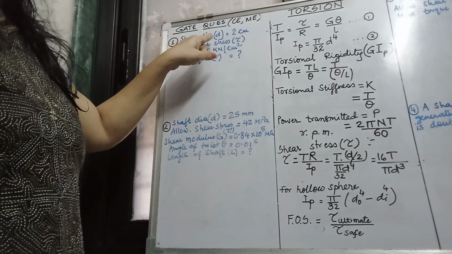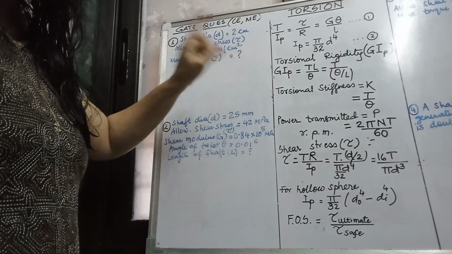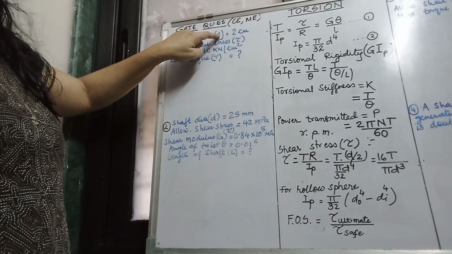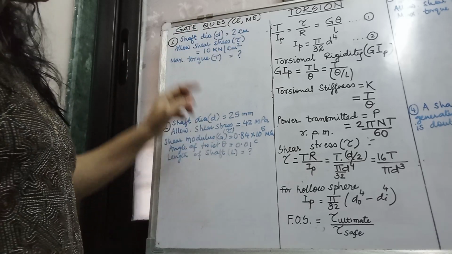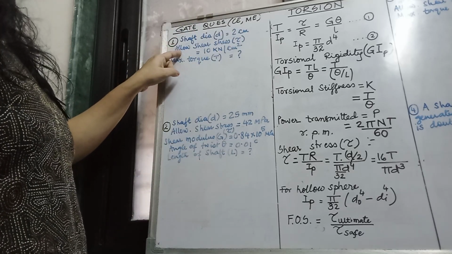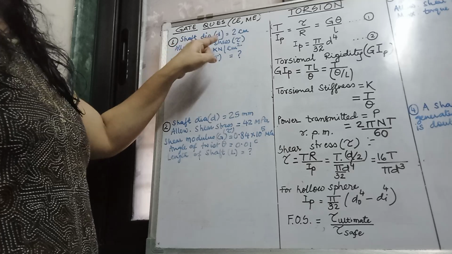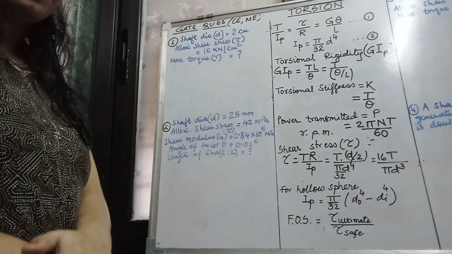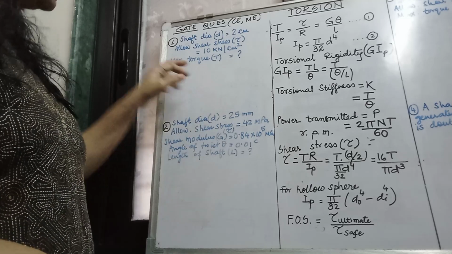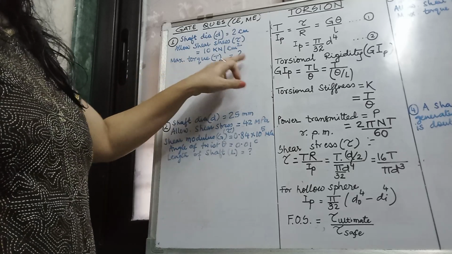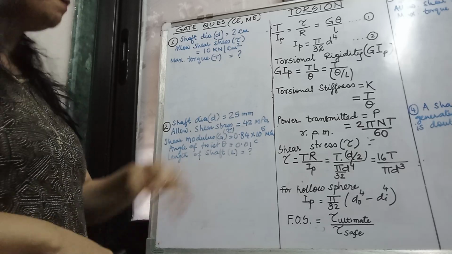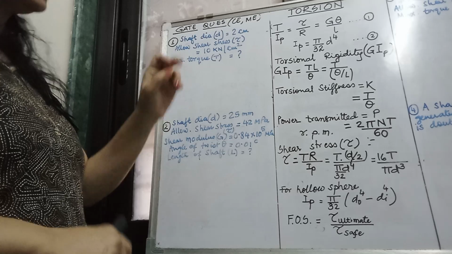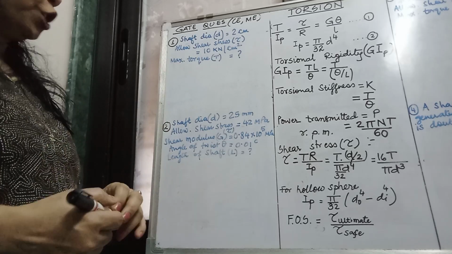A shaft of diameter 2 centimeter. The diameter notation is D, so I have written D as 2 centimeter. It has an allowable shear stress, that is tau, of 10 kilonewton per centimeter square. It is given in the question. We have to find the maximum torque developed in the shaft. Is the question clear? Shaft diameter is given, allowable shear stress is given. We have to find the maximum torque of the shaft.